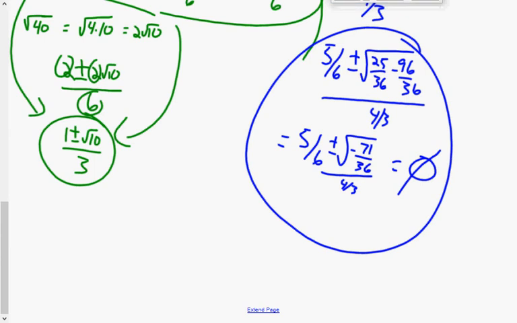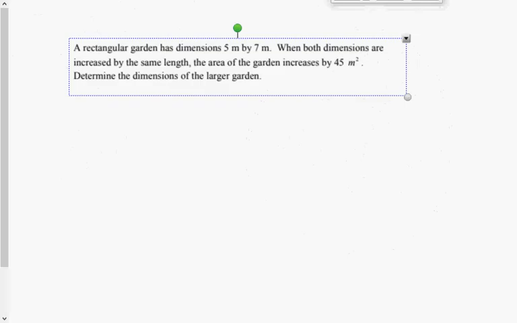All right, let's move on to some word problems now. All right, so a rectangular garden, like so, has dimensions 5 by 7. Both dimensions are increased by the same length. The area of the garden increases to 45 meters squared. Oh, that should say increases to 45 meters squared. Determine the dimensions of the larger garden now.